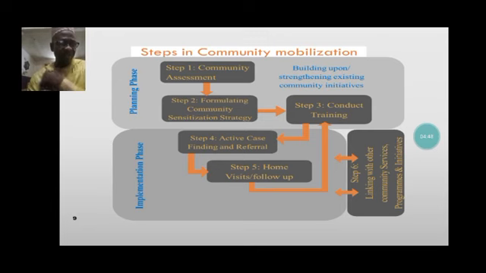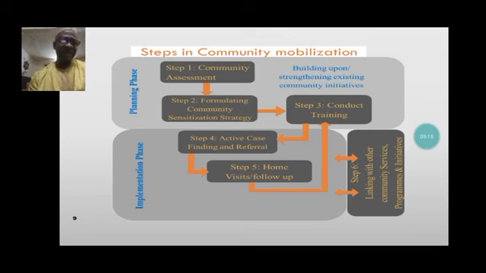This training is meant to build their capacity. The other one is on implementation, that is active case finding and referral. In an event where active cases of malnutrition are identified, you now have to determine whether it is severe or moderate. And when it is severe, you refer.